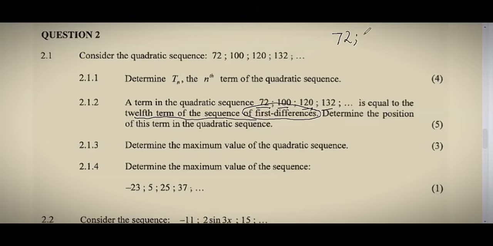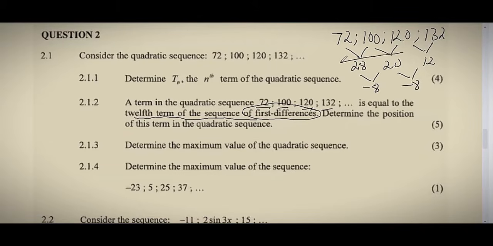So once again, we have 72, 100, then 120, then 132. So the first difference formed a pattern 28, and then 20, and then 12. Then here we had the second difference, negative 8. Right. So now we are focused on this part here, the arithmetic sequence, which is the first difference. We know that the second difference here will act as our common difference, right? So this becomes our common difference.